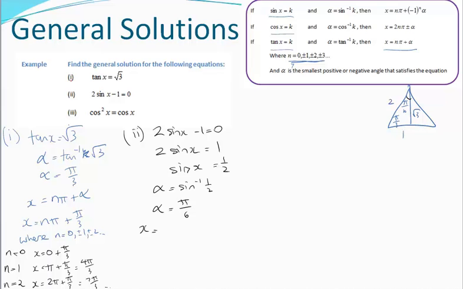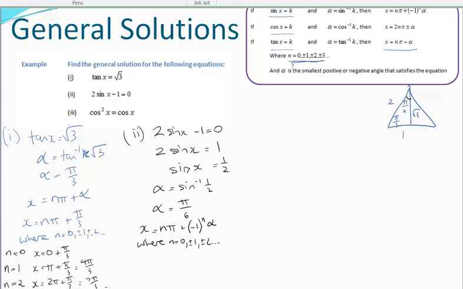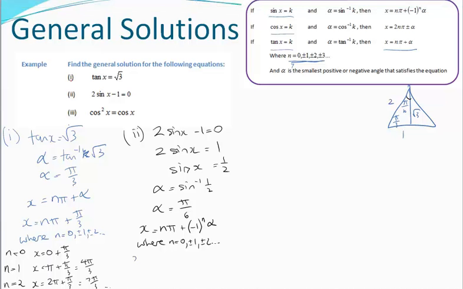Now we have x is equal to n pi plus negative 1 to the power of n multiplied by alpha, where n is equal to 0, plus and minus 1, plus and minus 2, and so on. If we look here at our examples, if n is equal to 0, x is equal to n times pi, 0 times pi is 0, plus negative 1 to the power of 0 multiplied by pi on 6. So here we end up with pi on 6, and follow on from here.